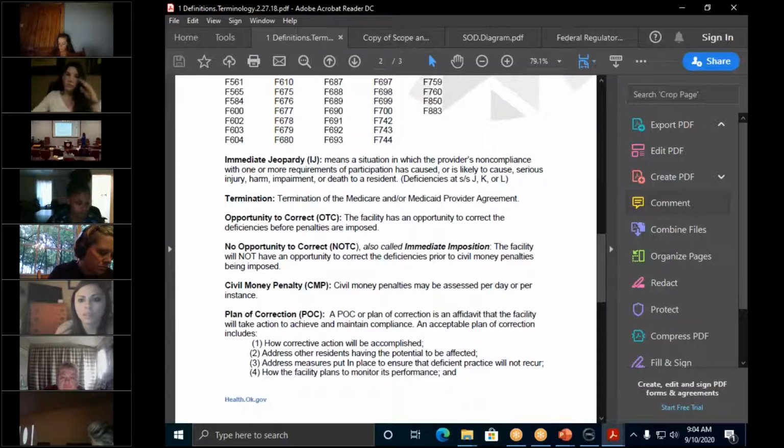Okay, so no opportunity to correct. It's called immediate imposition. Basically, we'll recommend money penalties. CMS will then give you the final amount in the letter they send you. Now, CMS sends all of their notices over fax, and we will send ours by email. Civil money penalty is the same thing as CMP. CMP may be assessed per day or per instance.